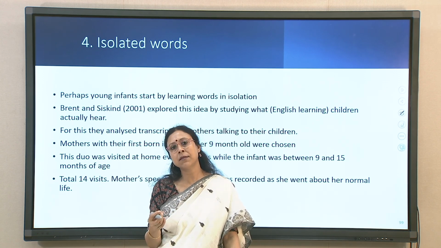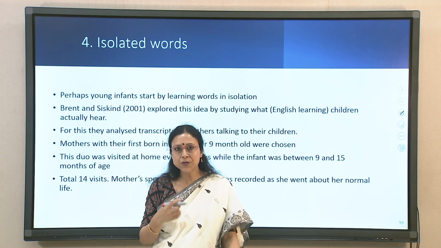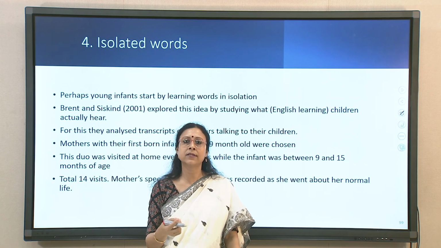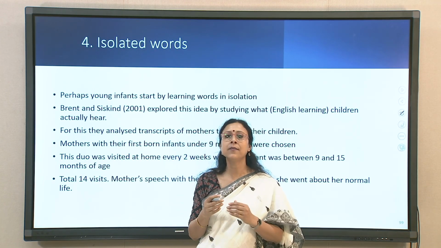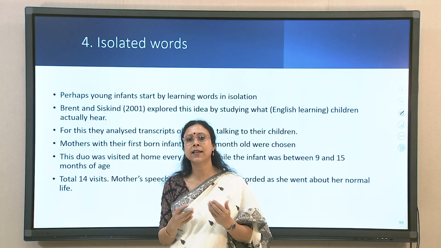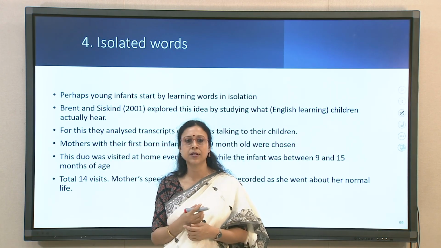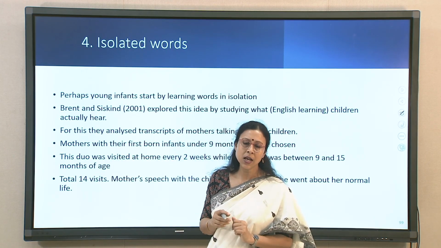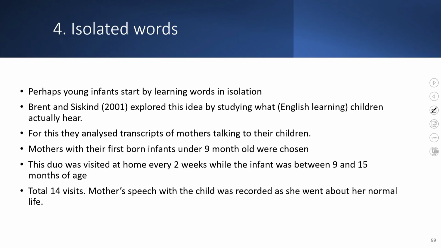If they hear an adequate amount of isolated words and eventually they also identify an adequate number of isolated words, that could be taken as proof of there being a correlation between these two. That was the idea behind this experiment. The mothers with their first-born infants under 9 months of age were chosen. This duo was visited at home every 2 weeks while the infant was between 9 and 15 months of age. So, starting at 9 months till the child was 15 months of age, this experiment went on.